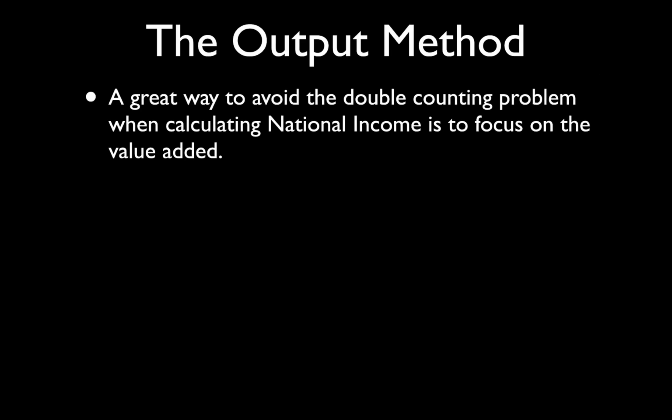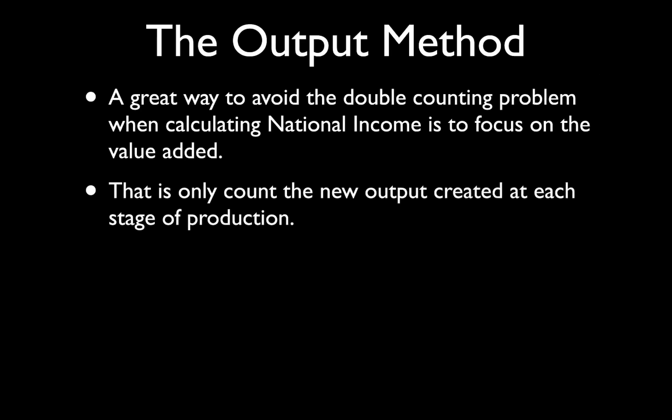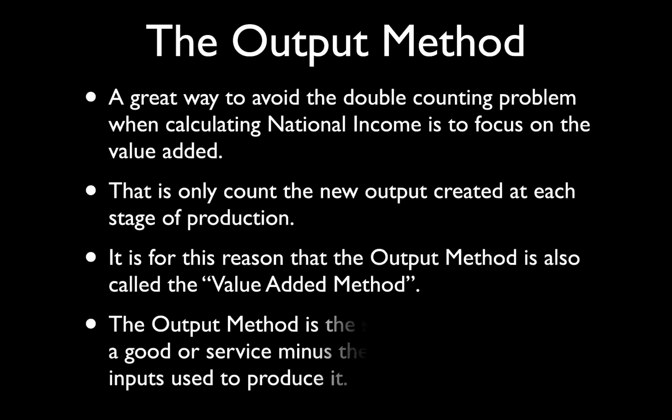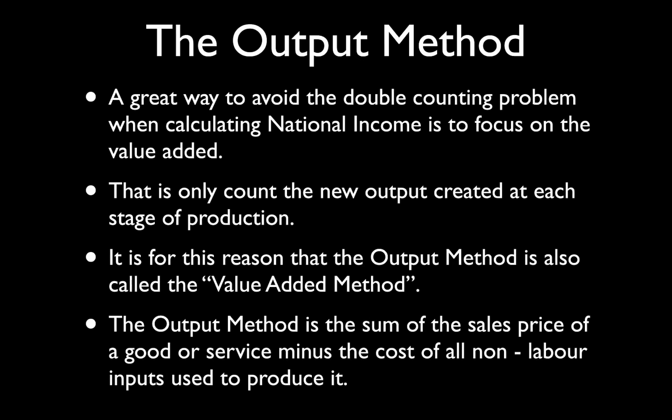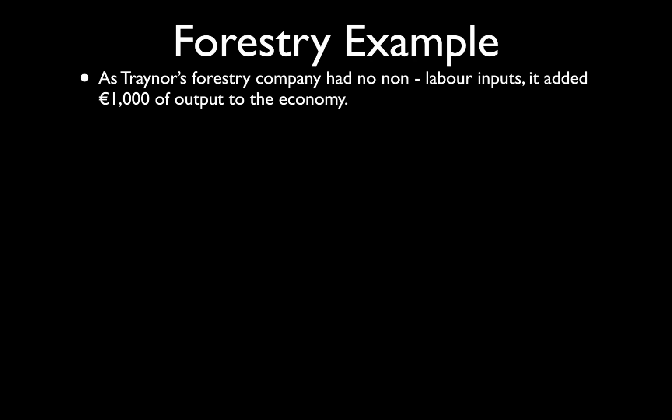Now, what we're going to say is a great way to avoid double counting using the output method, and it's not even this difficult in the IB, but a question like this could come up, okay, is to focus on the value added at each stage of production. Okay, this is called the value added method, and the output method is a way of using the value added method. So let's have a look at this.